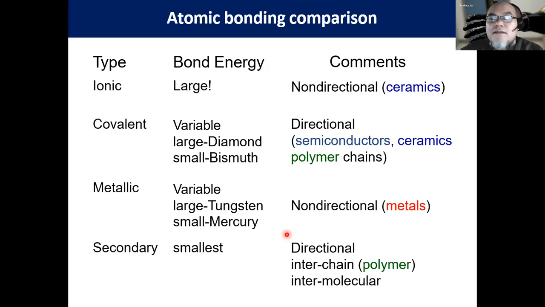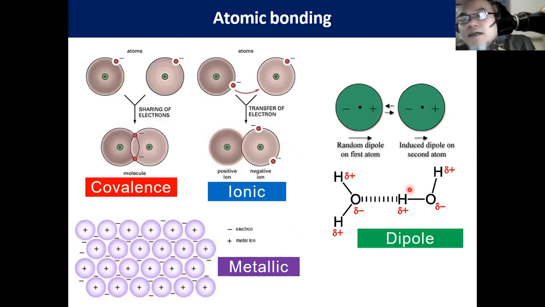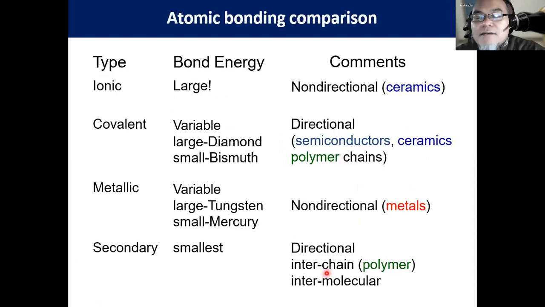Secondary bonding, like the dipole, the van der Waals, and the hydrogen bonding, have the smallest bond energy, and they are directional. As we can see here, the bonding is directional, caused by the negative and positive charge of the different molecules. They occur in polymers, also intermolecular, for example, in water molecules. However, they can be quite decisive in determining the material properties.